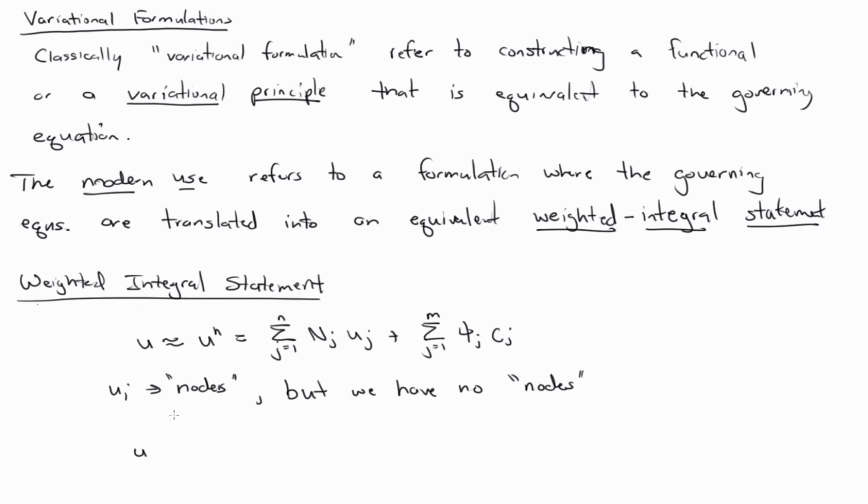So for now, we're just going to have that u, which is approximated by u^h, is equal to the sum from j equals 1 to M of c_j phi_j. And I have a phi_0 here. And the sole purpose of phi_0 is to satisfy the boundary conditions.